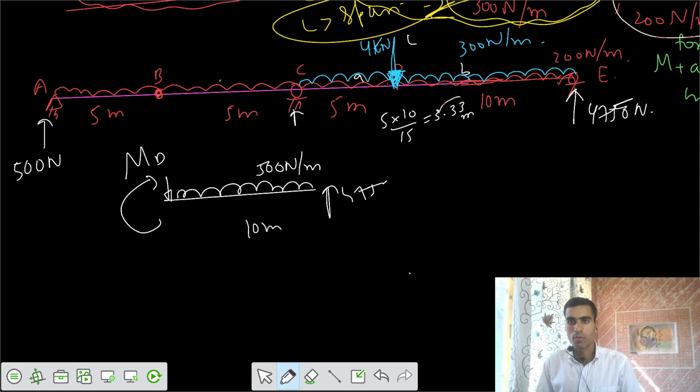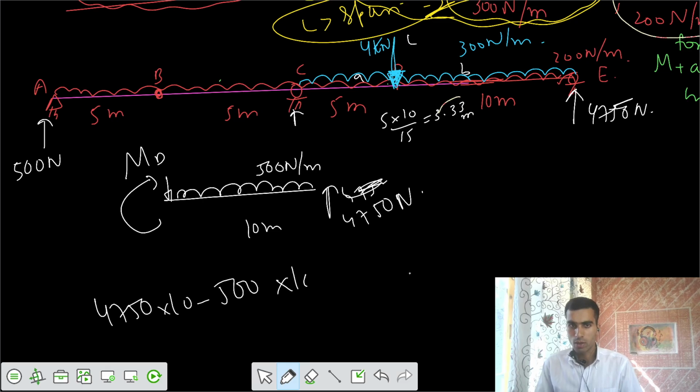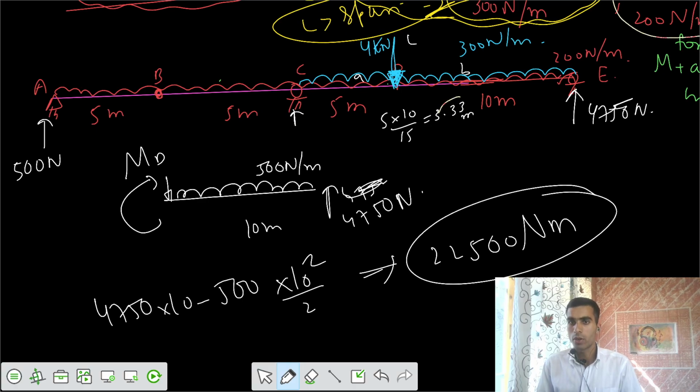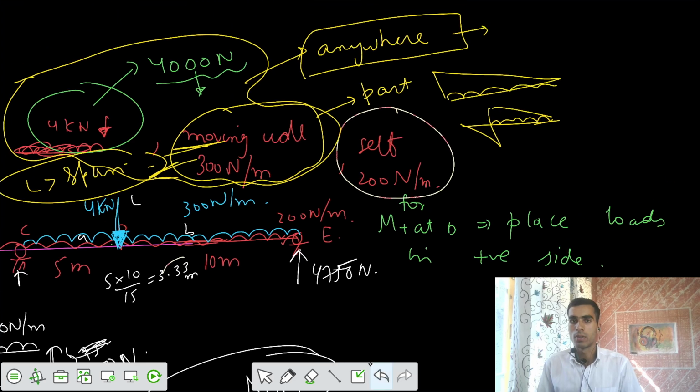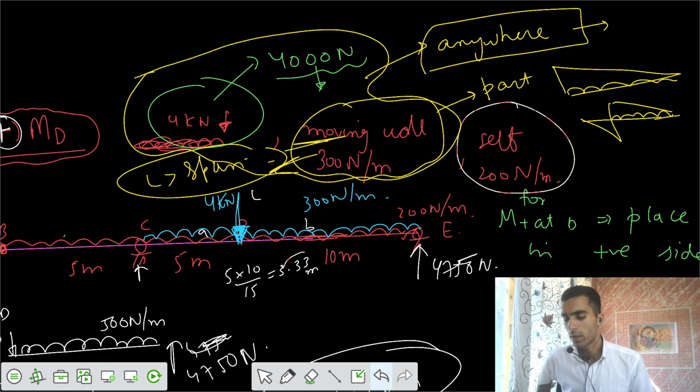We have some reaction of 4750 Newton. Then we can apply summation of moments at D. We can get 4750 into 10 minus 500 acting for 10 square by 2. So you can get the value of 22500 Newton meter, similar to 22.5 kilonewton meter.